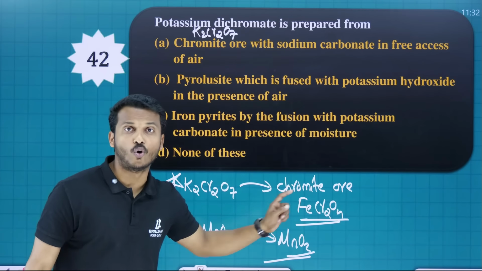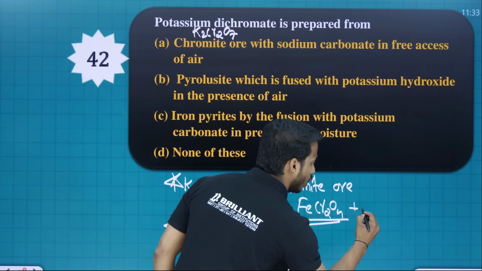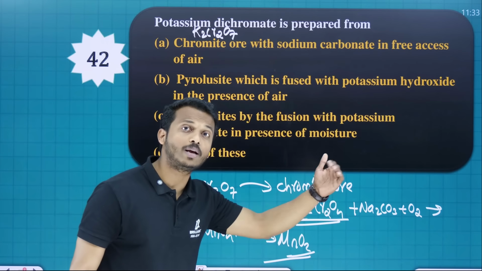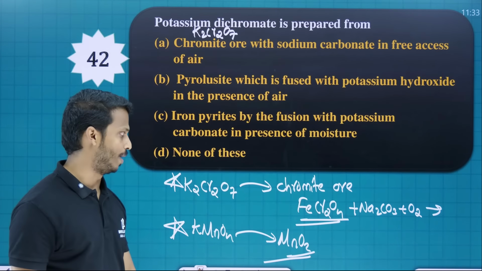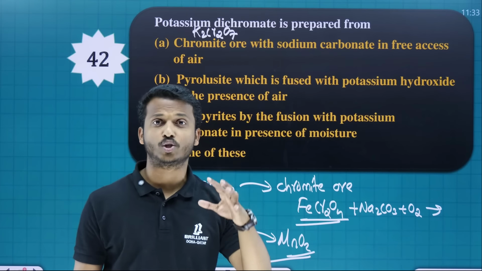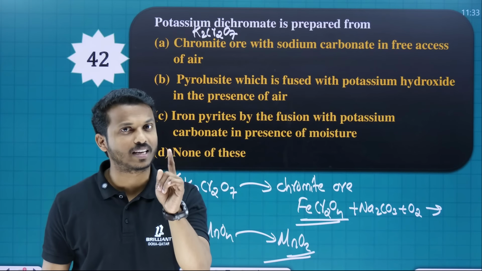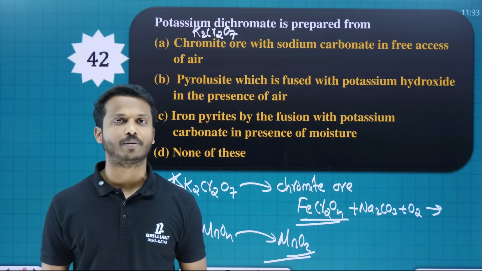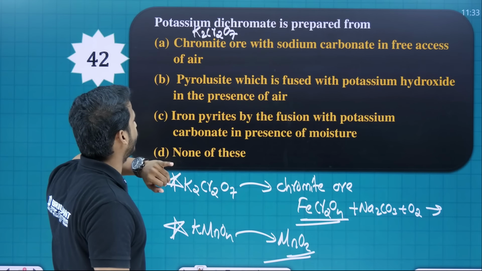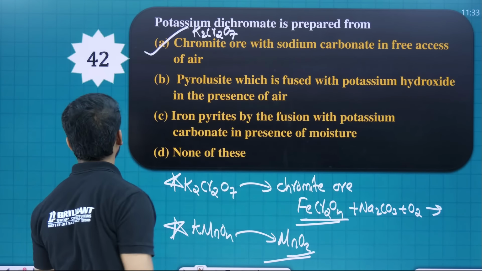The chromite ore, first we treat with sodium carbonate and oxygen, right? It becomes what? Sodium chromate. Second step, we treat it with what? Acid, H2SO4. It becomes sodium dichromate. Sodium dichromate, when you treat with KCl in the third step, becomes potassium dichromate. Please study the preparation. Potassium dichromate is prepared from chromite ore with sodium carbonate and free access of air.